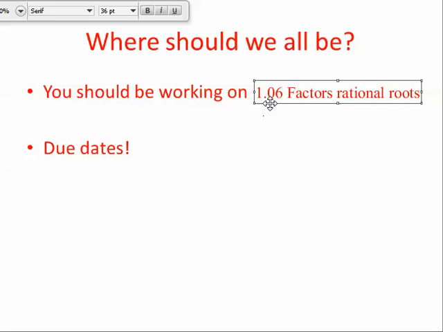We're looking at 1.06, the factors of rational roots this time, and we're going to look at those.